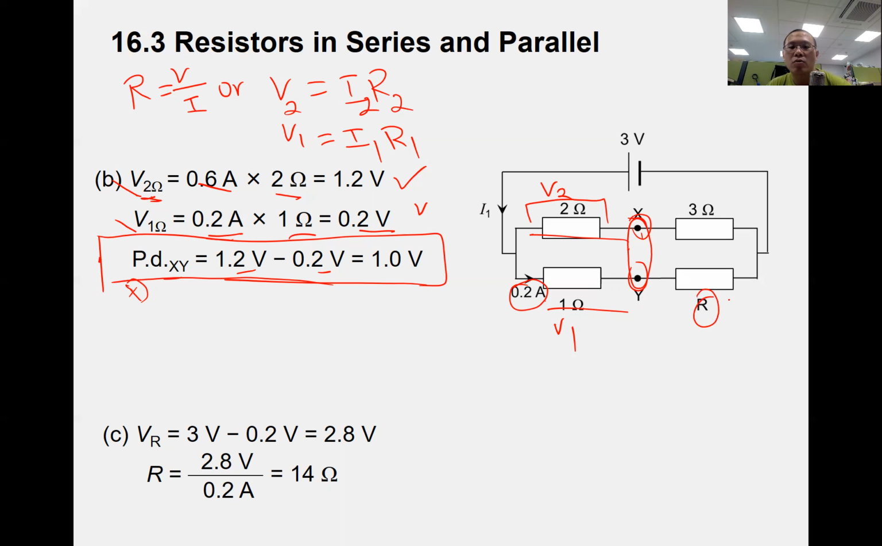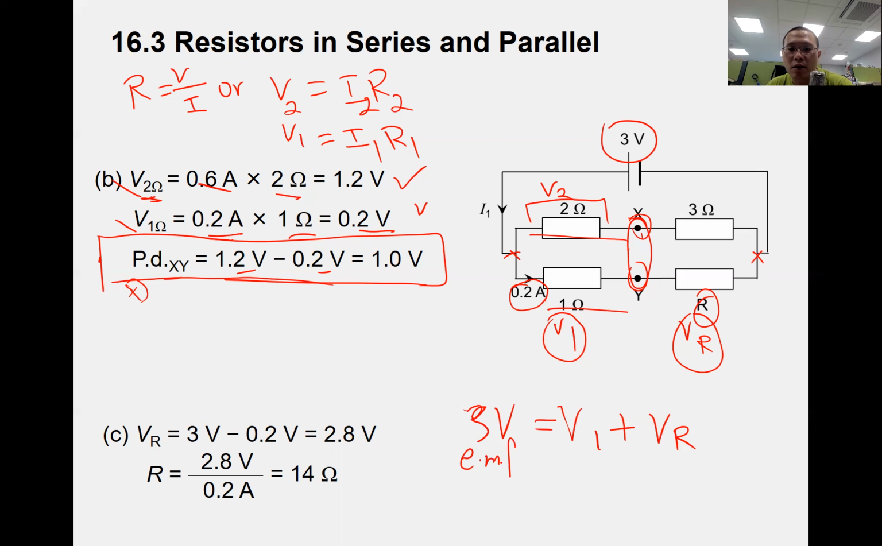The easiest way is to use the series property, because I know V1 and VR are in series. Which means the sum of the potential differences will be equal to the potential difference across them, which happens to be the EMF voltage here, which is 3 volts. How do I know it's 3 volts? Because it is the EMF of the circuit.